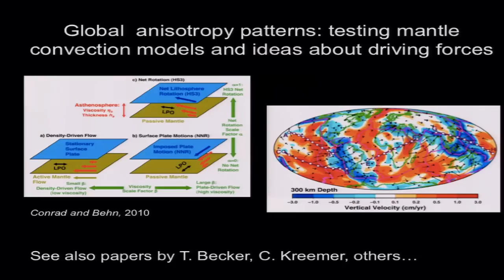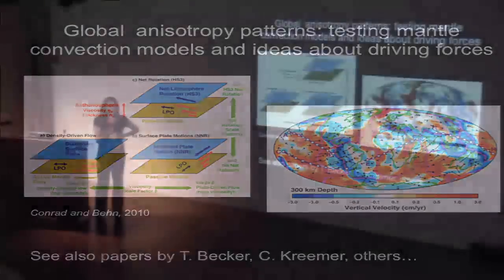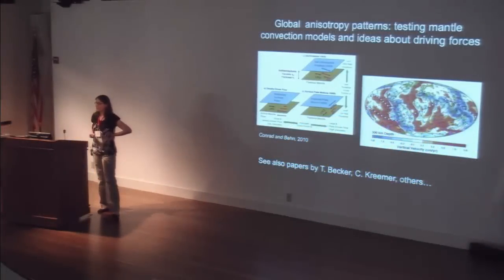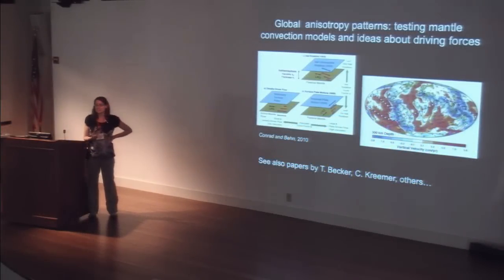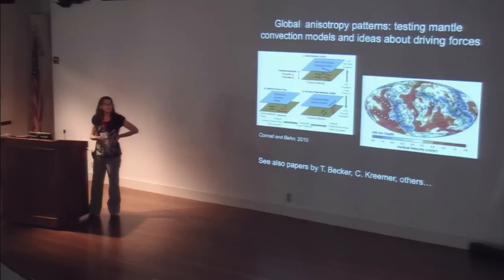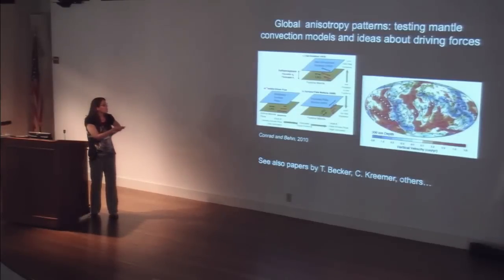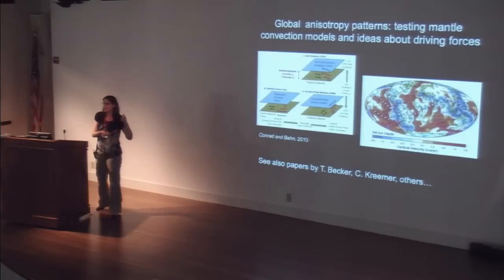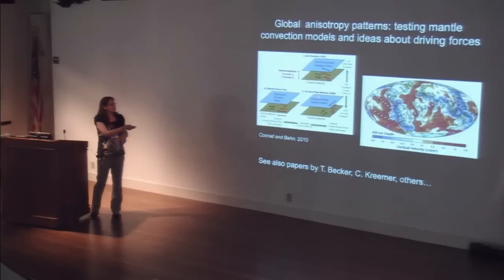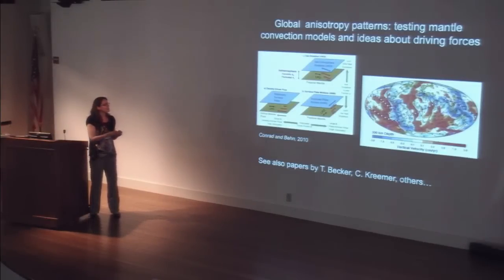And the idea here is basically to take a global model for azimuthal anisotropy and compare it to the predictions of mantle flow models that involve both density-driven flow as well as plate motions, and also putting in a variable amount of net rotation of the lithosphere. So you start with plate motions from a no-net rotation frame and then add in some net rotation.